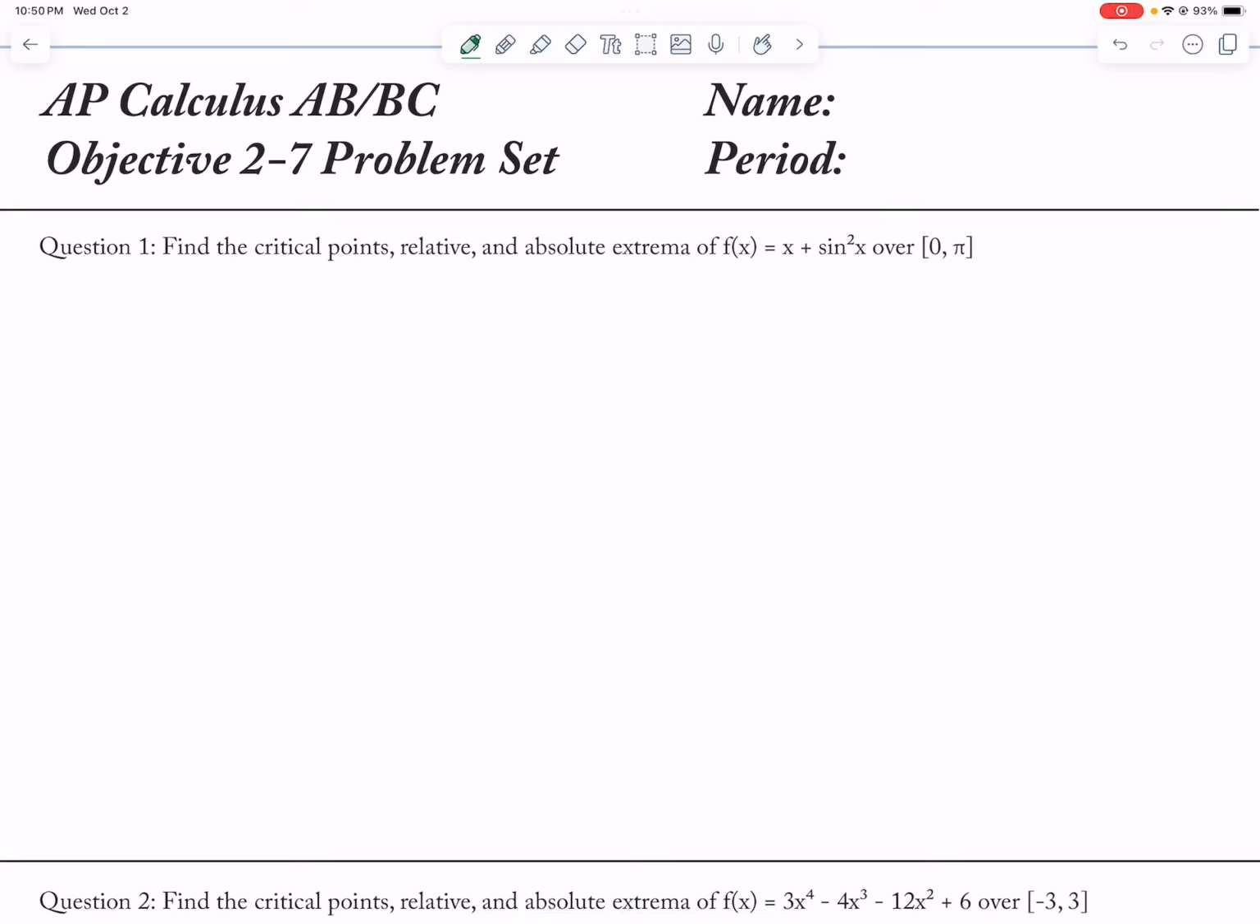All right, so let's look at the odd number question. I want all the extrema. So I need to find f prime of x, which is 1 plus 2 sine x cosine x because of the chain rule. I'm going to set this equal to 0. This is 1 plus sine of 2x, so sine of 2x is equal to negative 1.